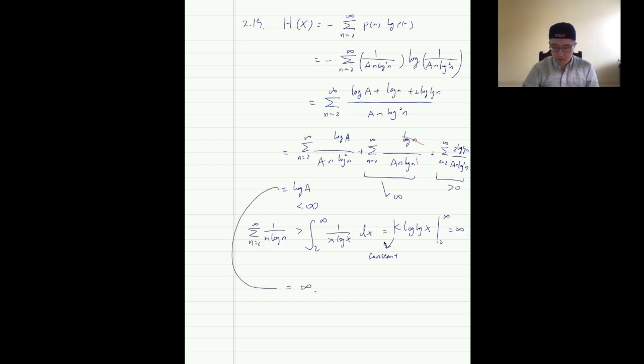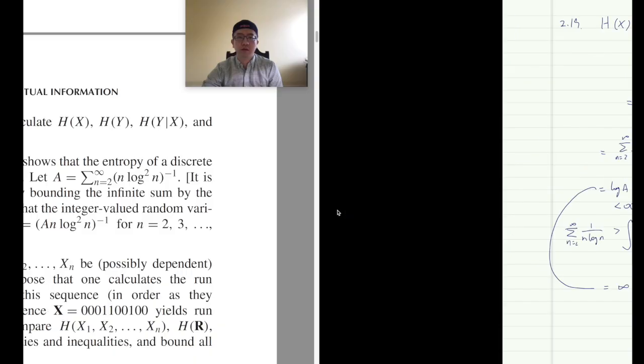Okay, so that is 19, just computation, right? It tells you that it is possible that the entropy can be infinity.